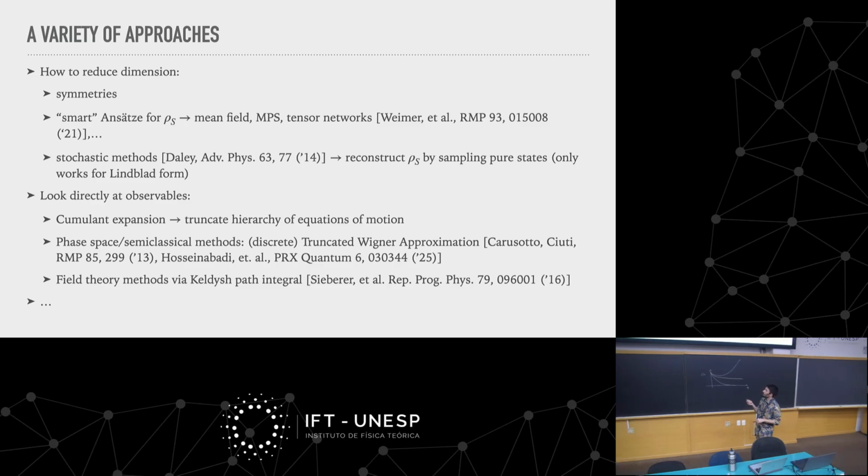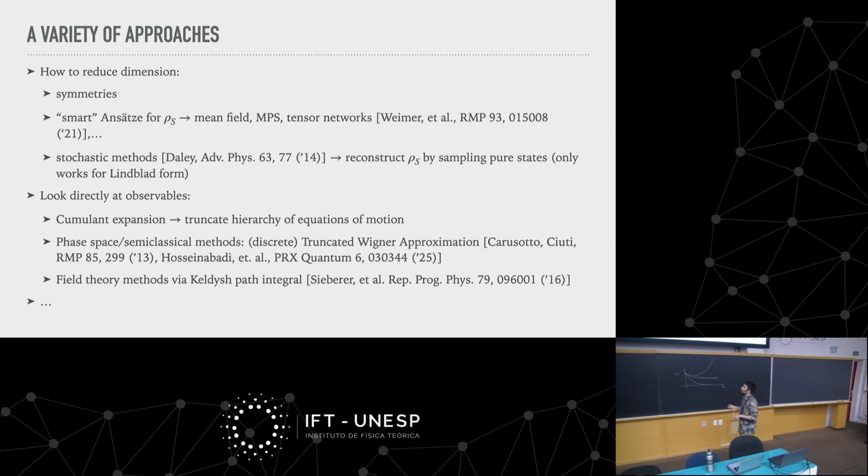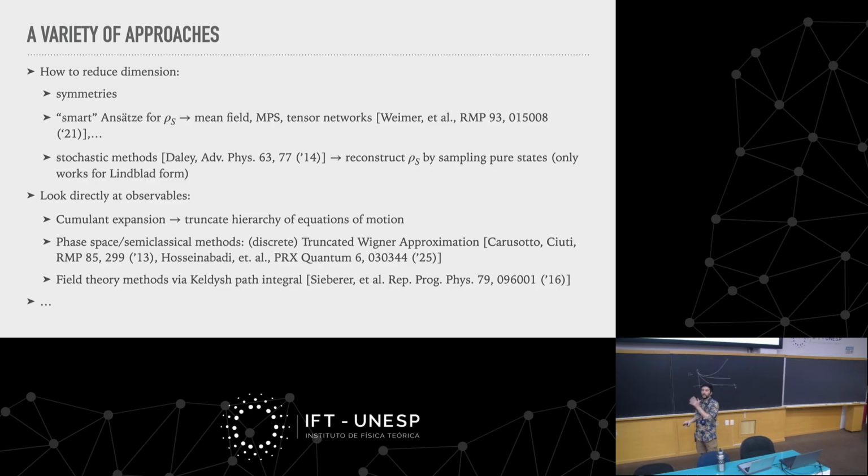Other methods are based on semiclassics in phase space. This goes under the name of truncated Wigner approximation. It works when you have reason to believe that the system is close to a classical state, where classical depends on the system. Let's say you have a very big spin, or maybe bosons with high occupation. And it's, again, a stochastic approach in which you put back some quantum fluctuations around a classical solution.